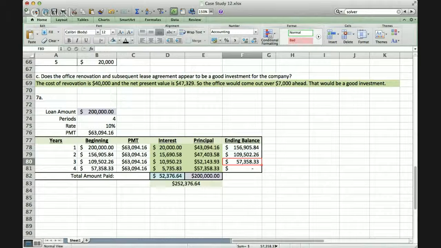So our last interest payment would be for year 4, the payback year would be $5,735.83 with a principal portion being $57,358.33. So you can see here I have the sum total. So even though we only borrowed a loan amount of $200,000, we ended up paying an extra $52,376.64 in interest, which is kind of a bummer.